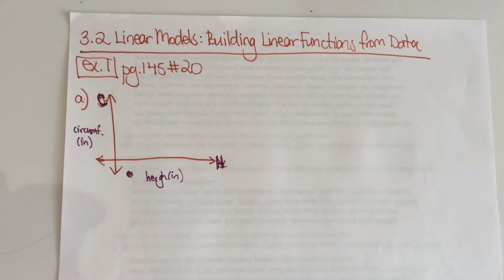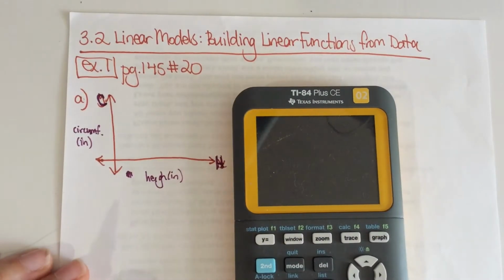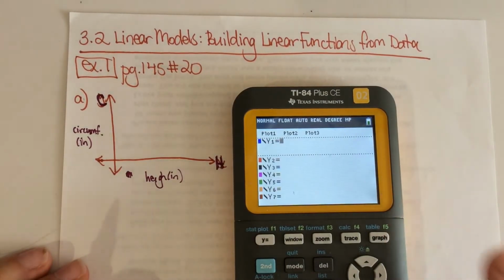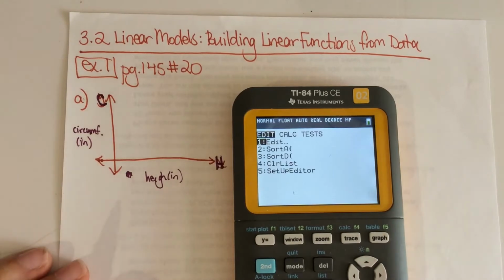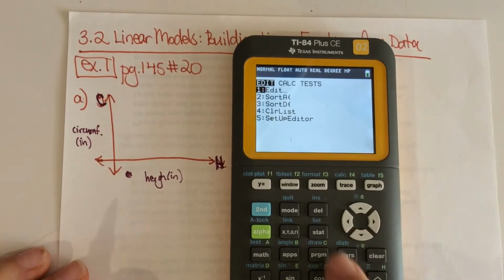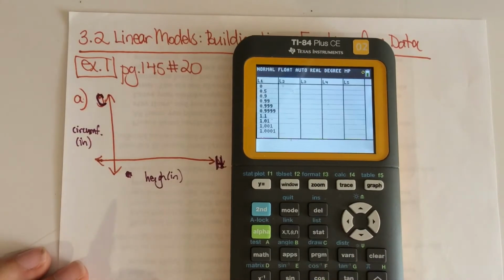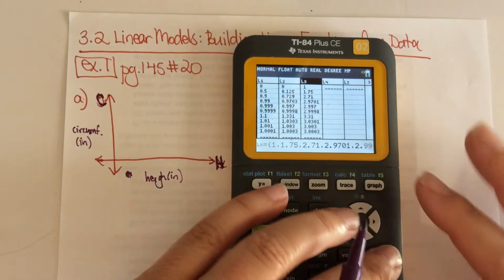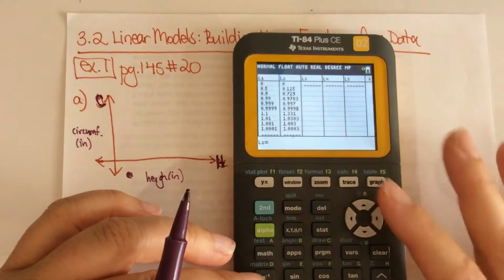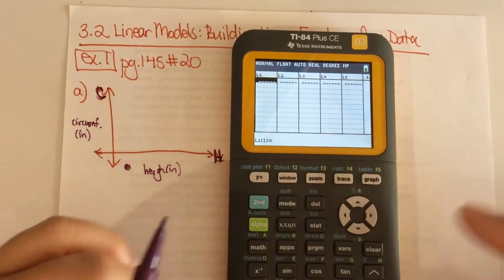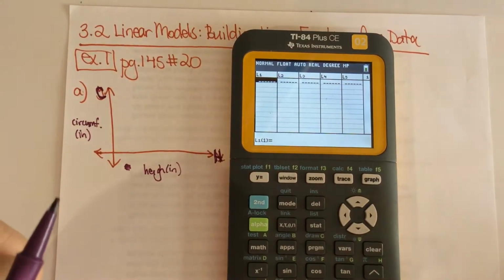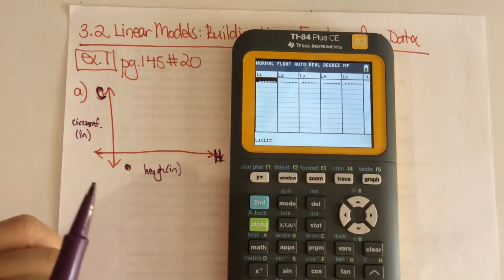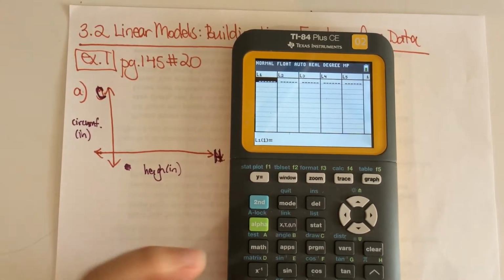Now, A says use a graphing utility to draw a scatter plot, so I'm going to show you how to do that. We're just going to sketch it. So we're going to go into stat. Let me move it up so you can see. Stat is right here. Then hit enter to go into these lists. Let me clear out these lists. Don't worry about what I'm doing now because that's old data from last year. Okay, so we want to put in the heights.